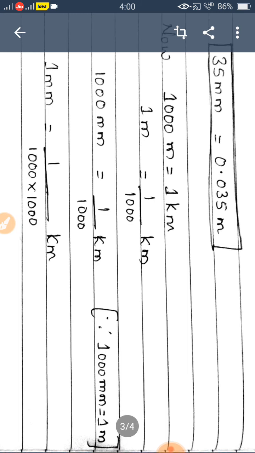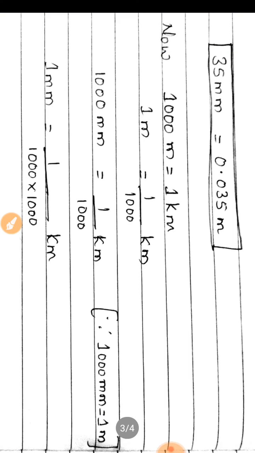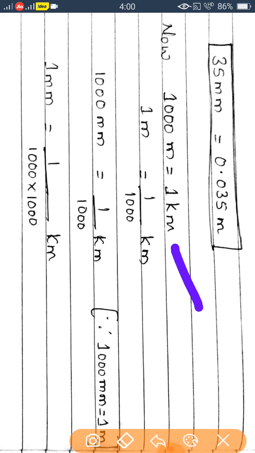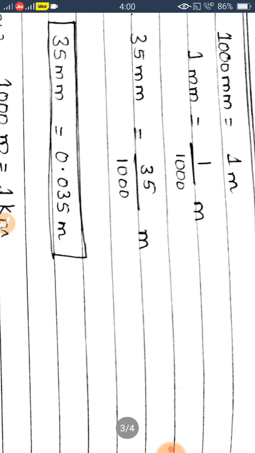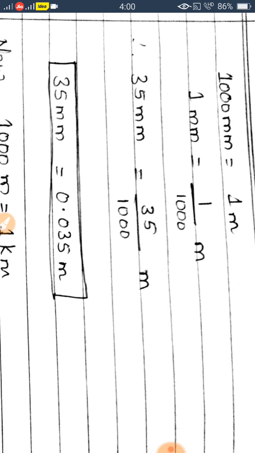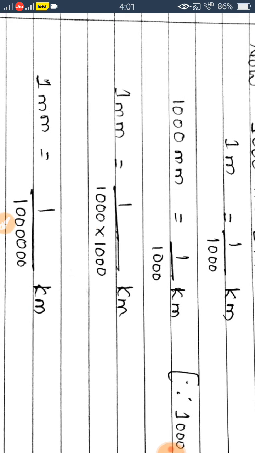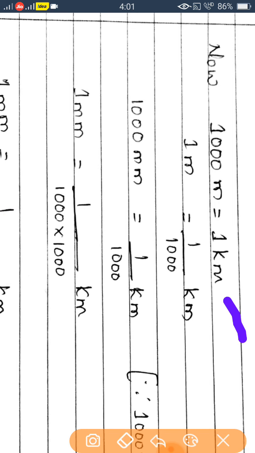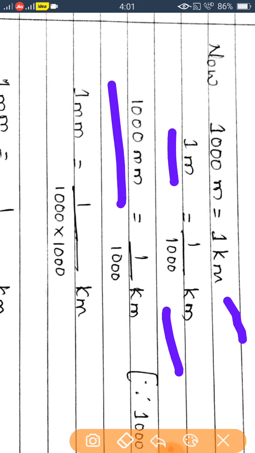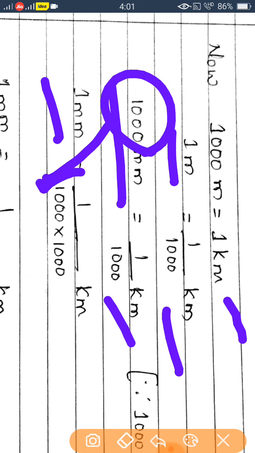So we know that 1000 meter is equal to 1 kilometer. Directly also we can write here, 1 mm is equal to 1 by 1000, but just now I'll take 1000 meter is equal to 1 kilometer. So then 1 meter is equal to 1 by 1000 kilometer. 1 meter is nothing but 1000 millimeter, just now we have done in the previous, isn't it? So same as it is. So then 1 mm is equal to this 1000 will come to the denominator with the multiplication.